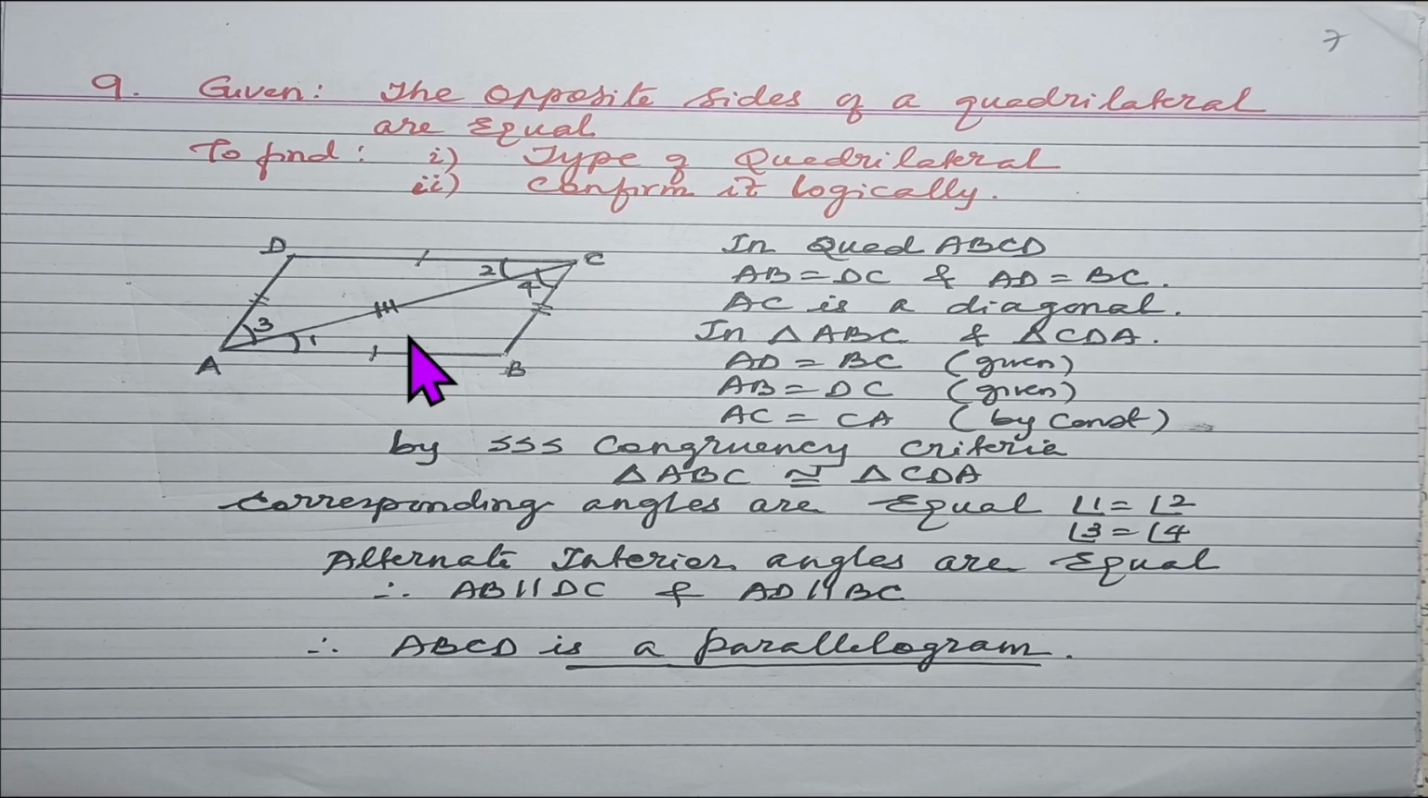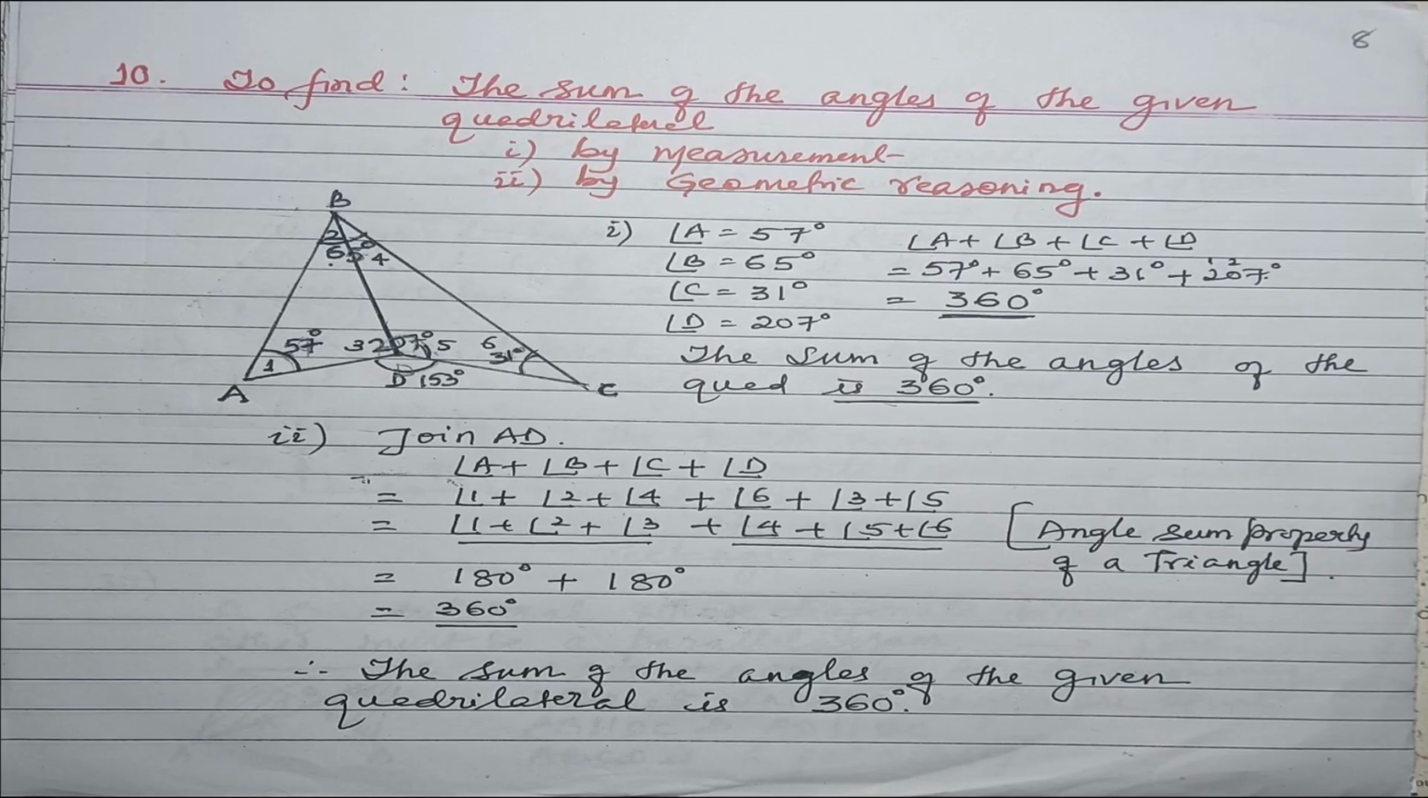So now to find out what type of quadrilateral it is, what we will do is join AC. AC is the diagonal here. So AB is equal to DC, BC is equal to AD, and AC is common. Therefore the triangles ABC and ADC are congruent. If they are congruent, then the corresponding angles are equal. That means angle 1 is equal to angle 2 and angle 4 is equal to angle 3. Now if alternate interior angles are equal, then AB is parallel to DC and AD is parallel to BC. Therefore the quadrilateral ABCD is 100% a parallelogram.